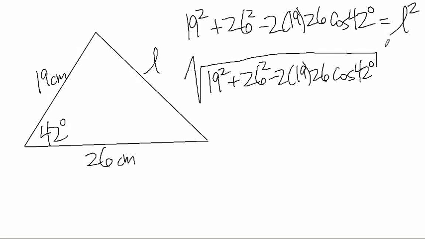So you can punch that into a calculator, and you can see that that is equal to approximately 17.4. So 17.4 centimeters is our approximation for the missing side length. Okay?